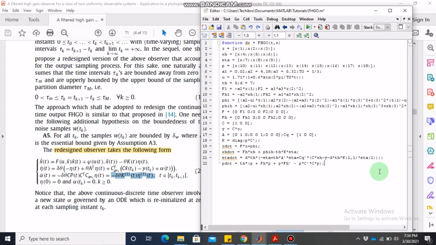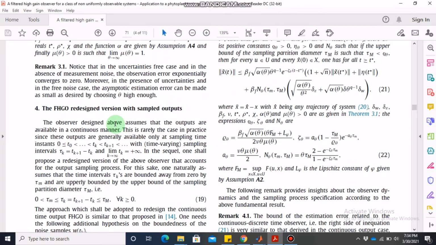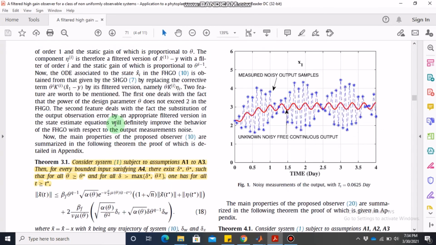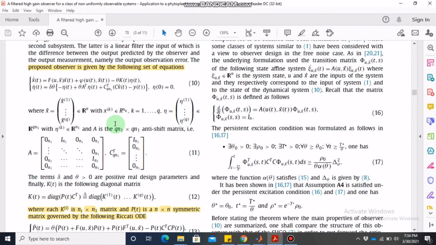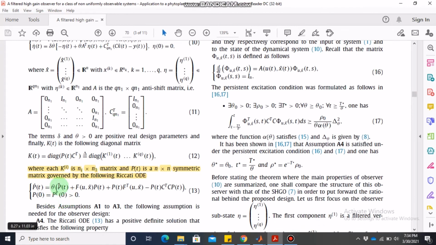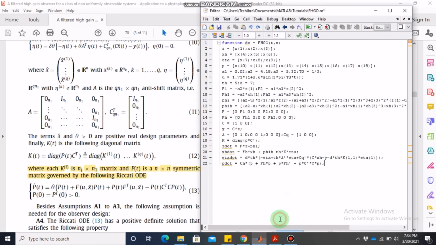So next there is P dot. This is the Riccati equation. If you go back to the proposed observer model, this is the Riccati equation, and this is what I have written here. So remember that this P is a 3 cross 3 matrix, so P dot is also a 3 cross 3 matrix.